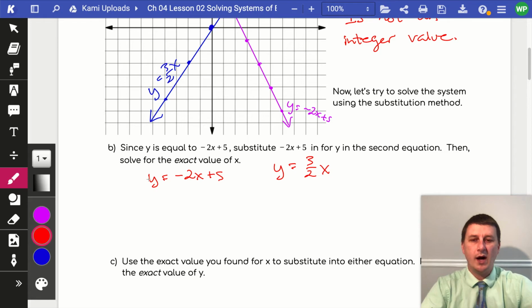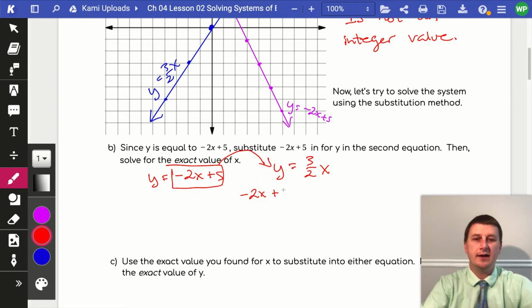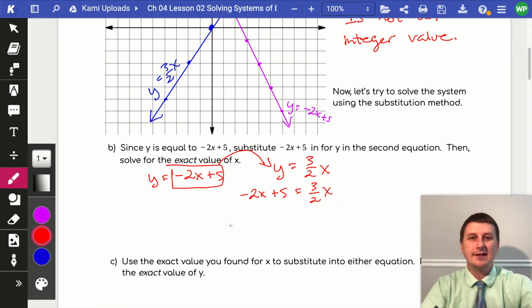So we know that y over here is the same thing as negative 2x plus 5. So it's saying substitute it in for y right there, because we know y is the same thing as this. So we can rewrite it as negative 2x plus 5 is equal to 3 over 2x. And now solve for the exact value of x.